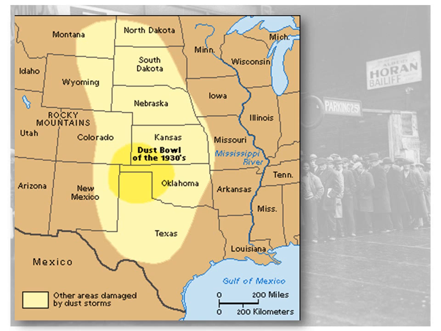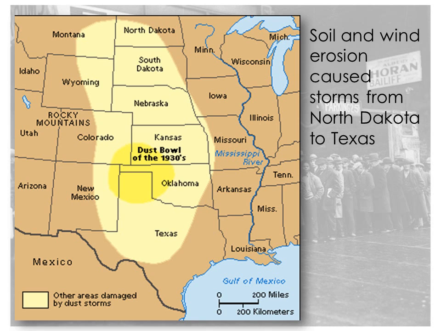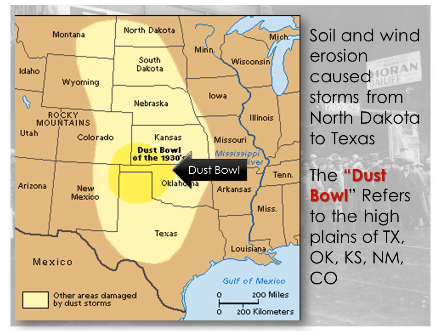This is the area that was most affected by the Dust Bowl of the 1930s, or I should say, the ecological disaster. The Dust Bowl is the part in the yellow there. It was caused, of course, by soil and wind erosion, and it caused storms all the way from North Dakota into Texas. The Dust Bowl actually refers to the worst affected regions on the high plains of Texas and in Oklahoma, Kansas, New Mexico, and Colorado, and that's where conditions were the worst.